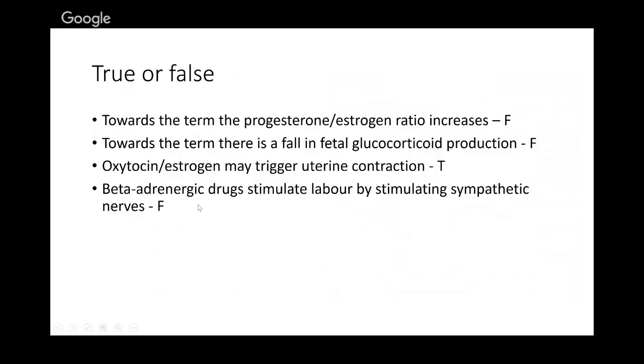And beta adrenergic drug, this is important. It's interesting because in the uterus, the beta adrenergic receptors, which are the sympathetic nerves, actually have an inhibitory effect on the uterine muscle. So when you activate sympathetic fibers, you will lead to uterine relaxation instead of contraction. So it's the other way around. So if you have a beta adrenergic drug, it will inhibit labor.